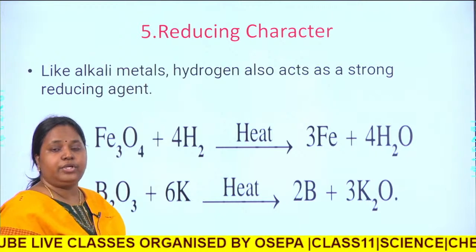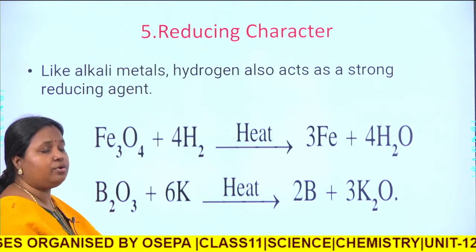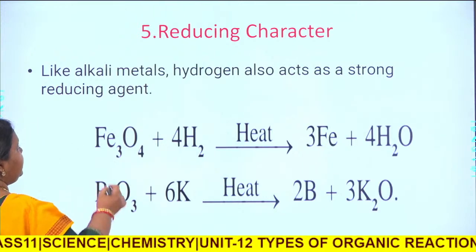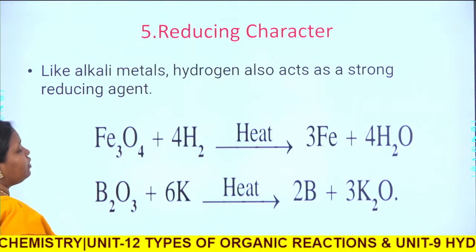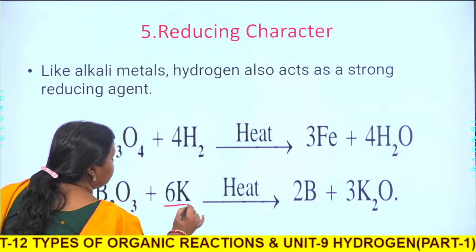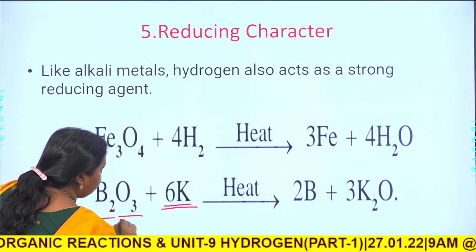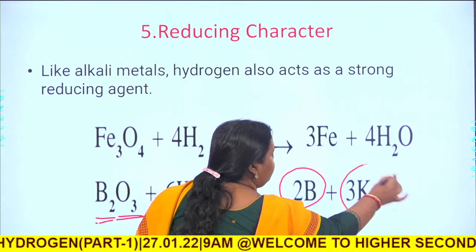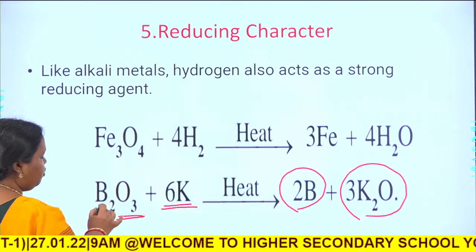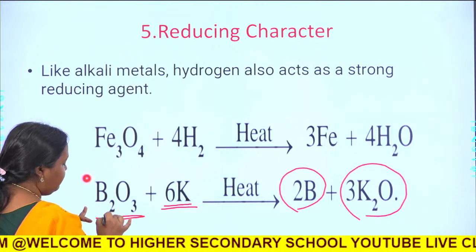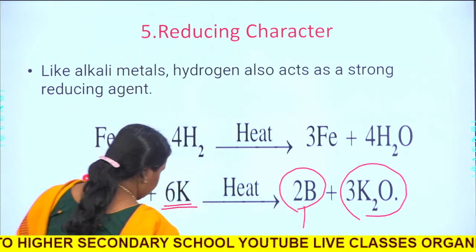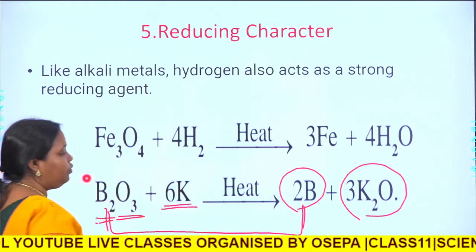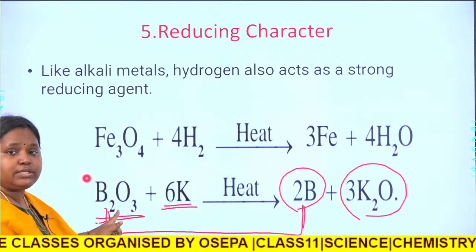Reducing character. Your sodium, your group 1 metals are strong reducing agents. Similarly, hydrogen also is a strong reducing agent. Mark here, potassium is reducing boron trioxide, forming boron and K2O. Boron is losing oxygen and forming boron, that is reduction is taking place.